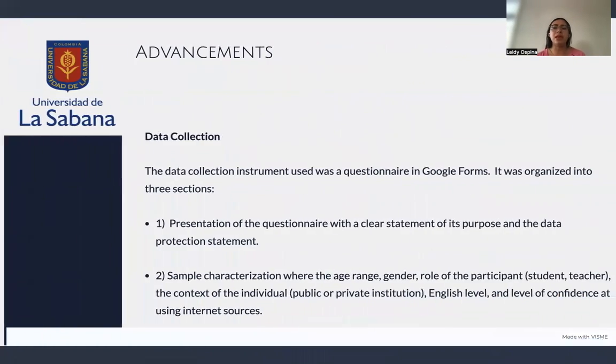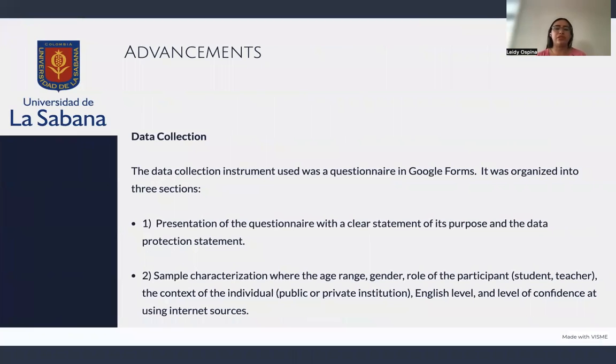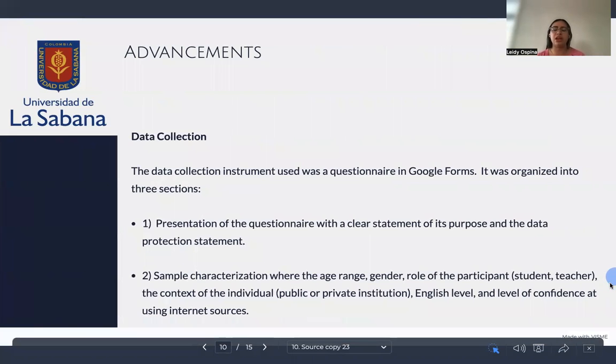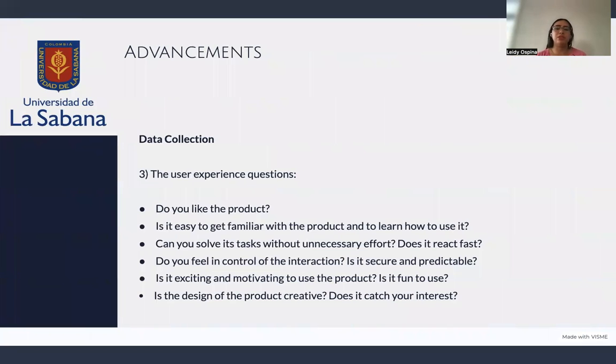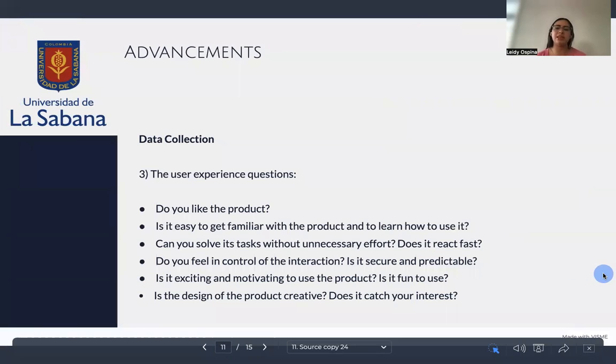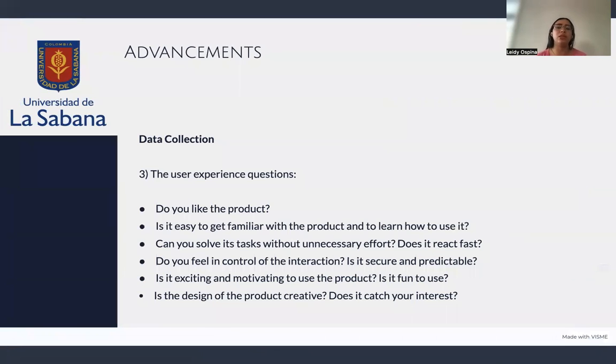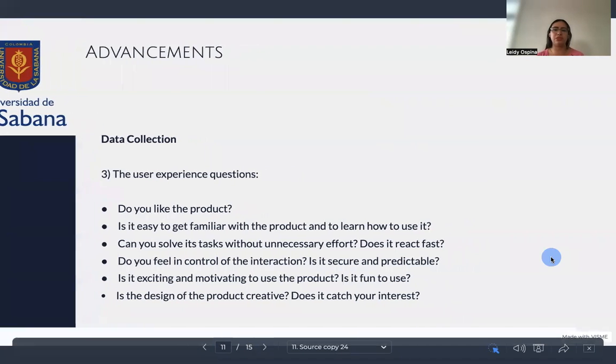Next one, the data collection. First of all, we did a presentation of the questionnaire, and then we did a sample categorization according to age, gender, and role of participants, the students, taking into account the whole context. The last one was the user experience questions. We asked different questions like, do you like the product? Is the design of the product creative? All of that helped us to make some conclusions that are going to be in the next presentation to our classmates.